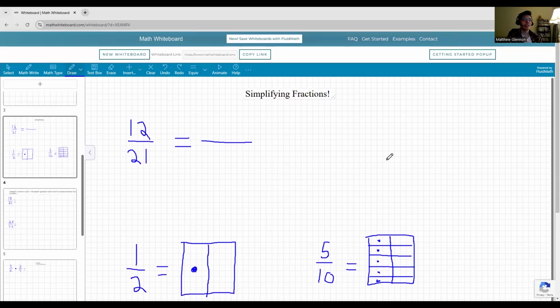And what I mean by that is, let's say we're looking at 12. We know that 12 is the same as writing 3 times 4. And similarly, if we wanted, we could write 21 as 3 times 7. Mathematically, 3 times 4 is the same exact thing as 12, and 21 is the same thing as 3 times 7.